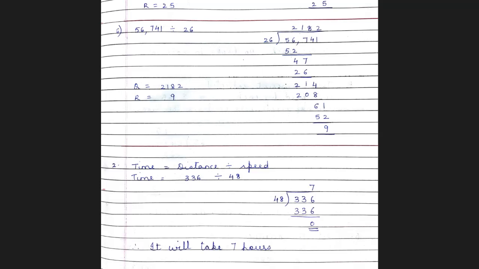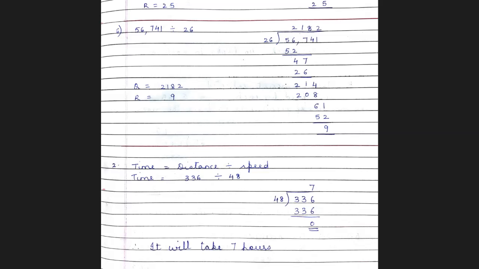26 goes 1 time. 26. Subtract 47 minus 26 is 21. Bring the next number down, 214. 26 goes 8 times, 208. Subtract 214 minus 208. Answer is 6.